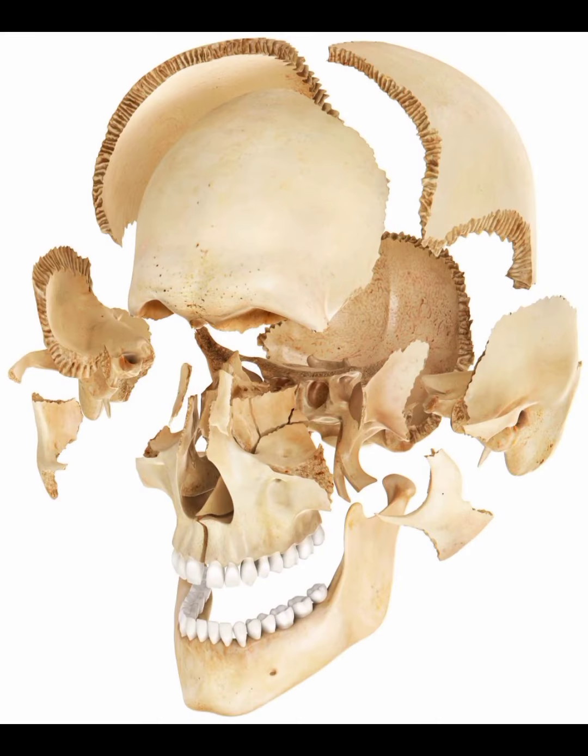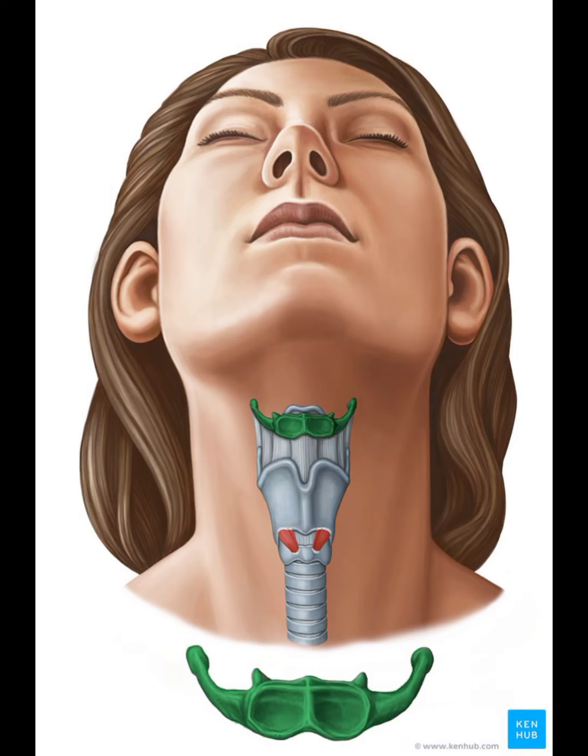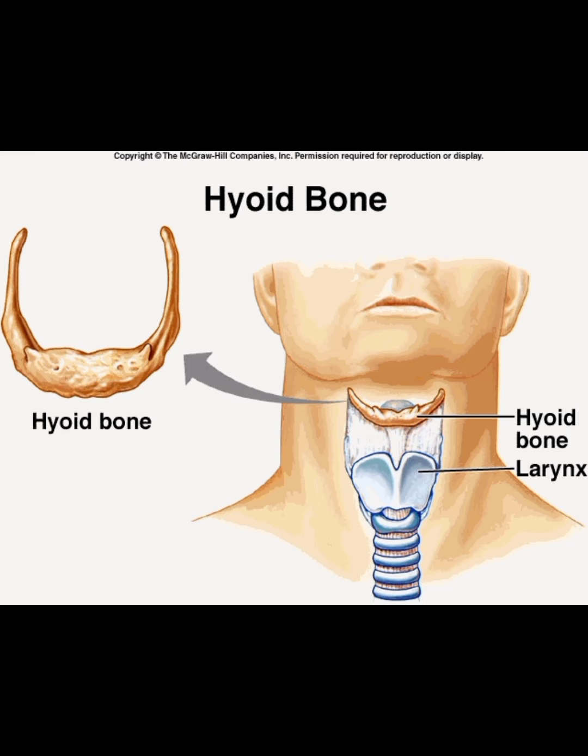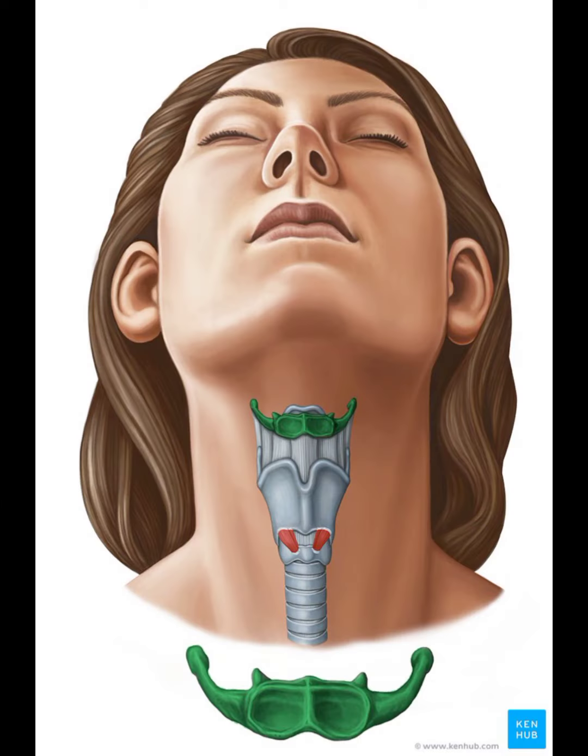And now the hyoid bone. The hyoid bone is a unique component of the axial skeleton because it does not articulate with any other bone. It is located in the neck, between the mandible and the larynx. It is suspended from the styloid process of the temporal bone by ligaments and muscles.